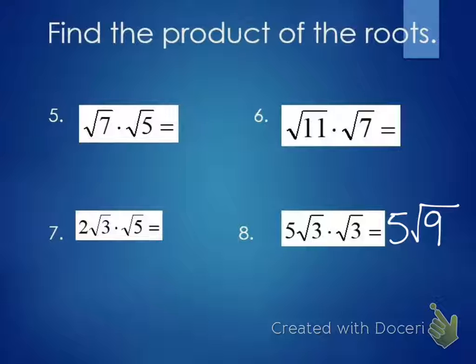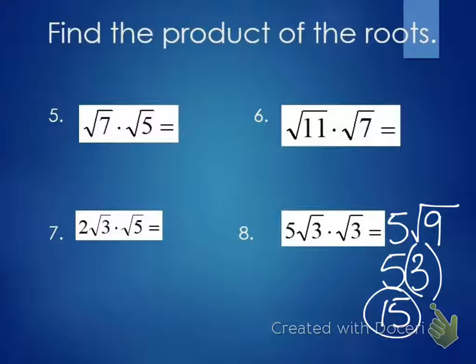But what can happen here? We can simplify this radical. The square root of 9 is 3. So my answer is 53, right? No. No, what has to happen between these two? They multiply, and we get 15.